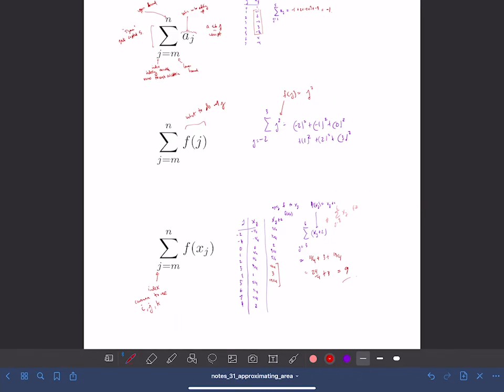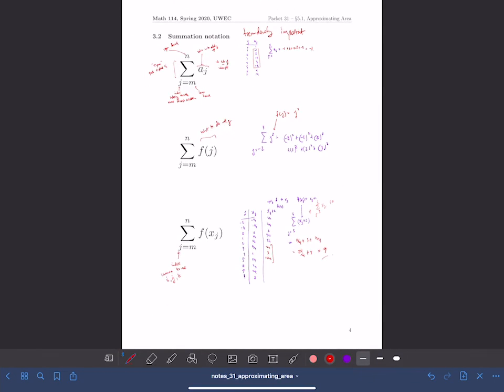So summation notation is a powerful way to express a bunch of values that we're adding up all at once. And it's really cool. Okay.